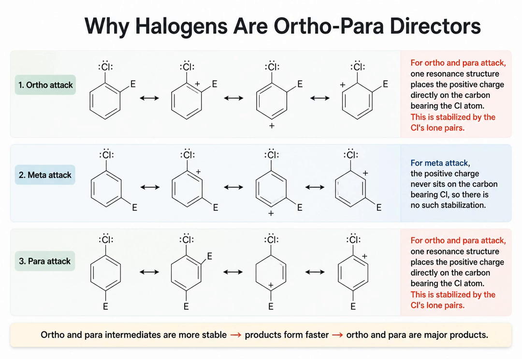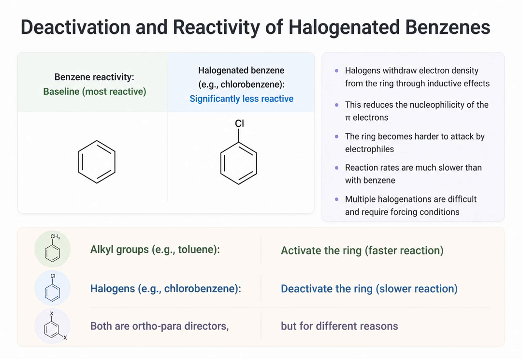making ortho and para the major products. Even though halogens direct ortho and para, they are deactivating groups. This means halogenated benzenes react much more slowly in electrophilic aromatic substitution than benzene itself. The reason is that halogens are highly electronegative and withdraw electron density from the ring through inductive effects. This reduces the electron density available for the pi system to attack an incoming electrophile. So while the ortho and para positions are still preferred, the overall reactivity is suppressed.